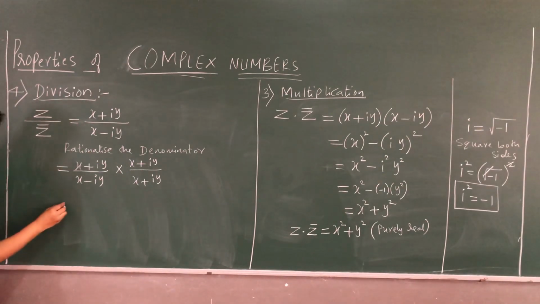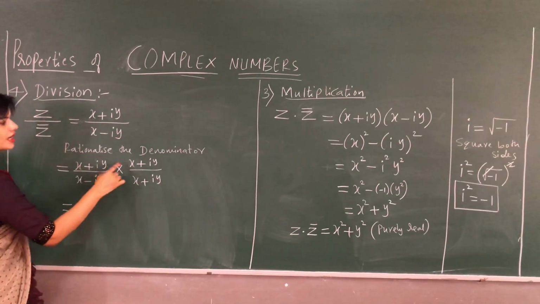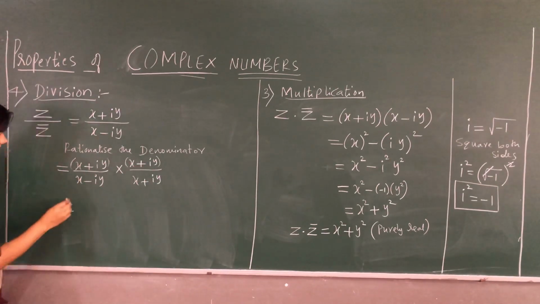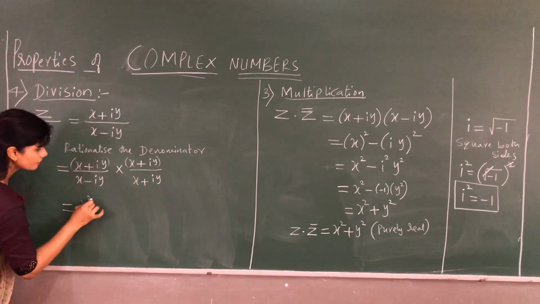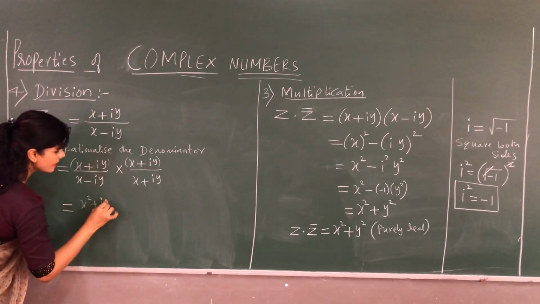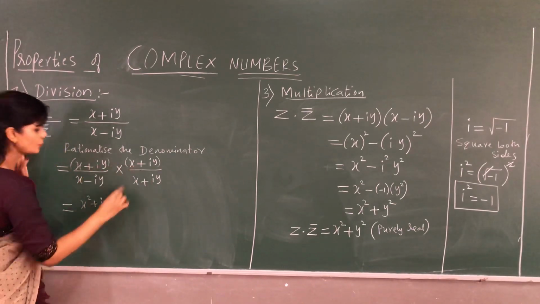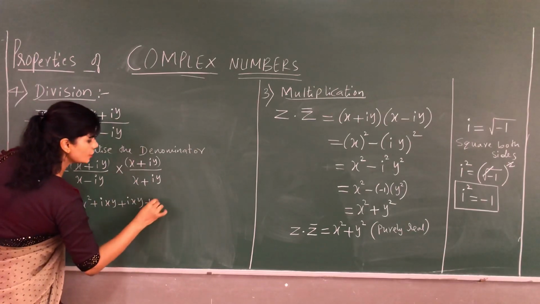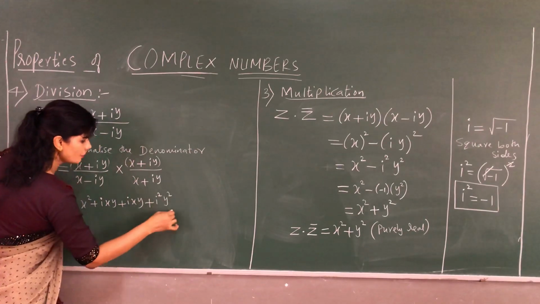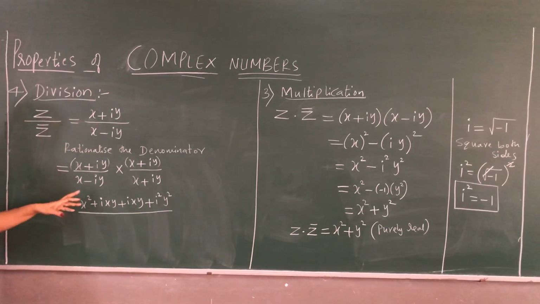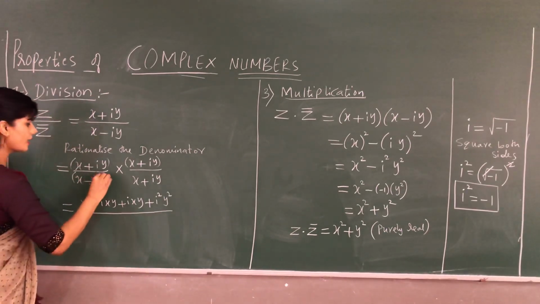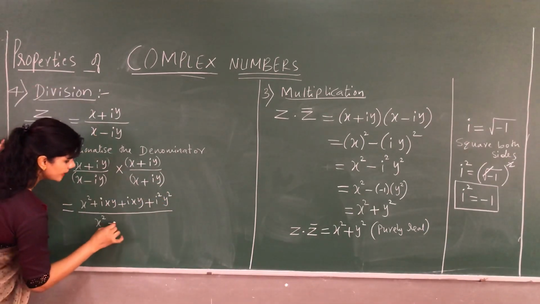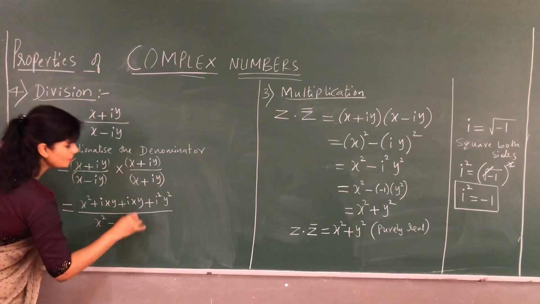Now multiply above with above, below with below. x plus iy into x plus iy is x into x, x square. x into iy is ixy. iy into x is ixy. Plus into plus is plus. i into i square. y into y, y square. Divided by, look at this children, below: x minus iy into x plus iy is a square minus b square form you see.